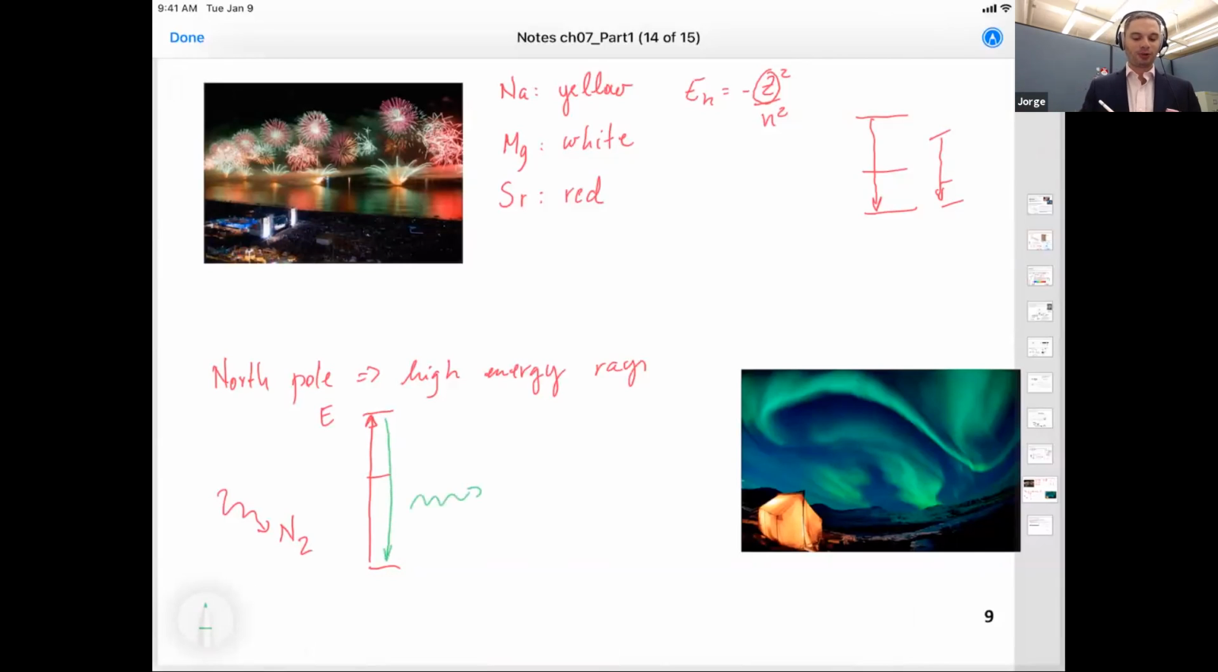And in the case of nitrogen, the emission is very characteristic, and it's going to be in the green region of the visible spectrum. And that's why the northern lights are possible. And that's why they usually are green. When we have different colors, that will depend on the composition of the atmosphere. So remember that we can also have oxygen emitting, and that will shift a little bit the color emitted. And that's a way to explain the northern lights and why it is possible.